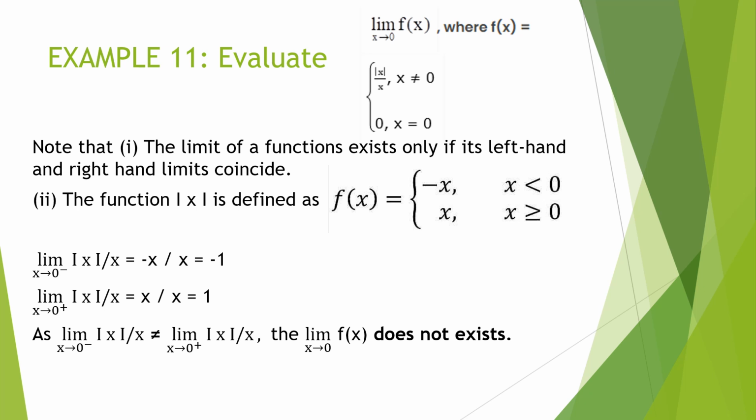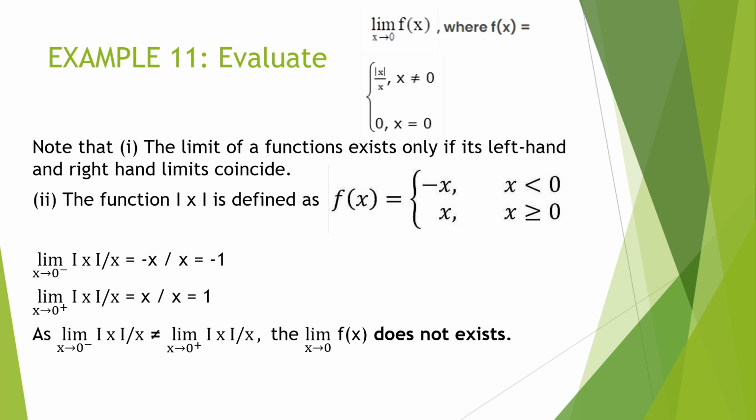So now we try to evaluate the left hand and right hand limits for this function. Limit x tends to 0 from the left side, that means limit x tends to 0 minus of mod x upon x. Remember, since over here x tends to 0 from the negative side, your value of x is less than 0. So from the definition of the modulus function, it is minus x. So it is minus x upon x, which is equal to minus 1.